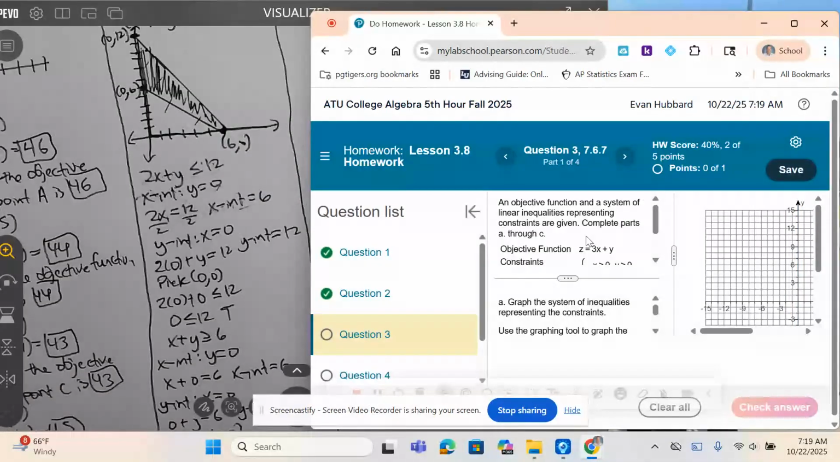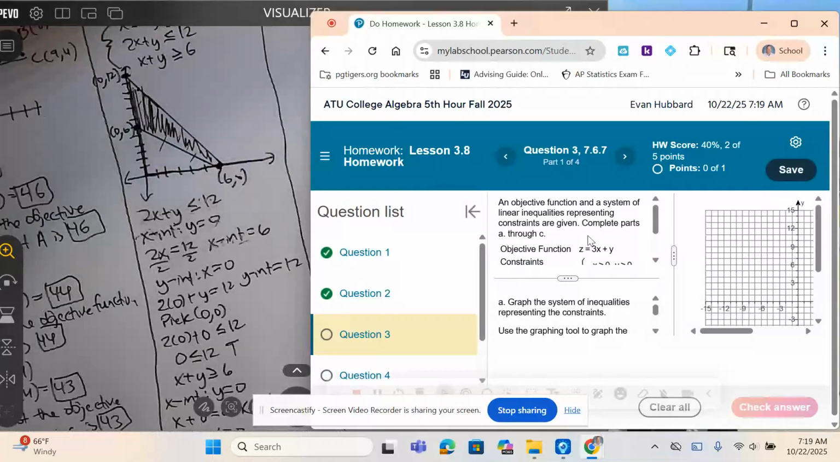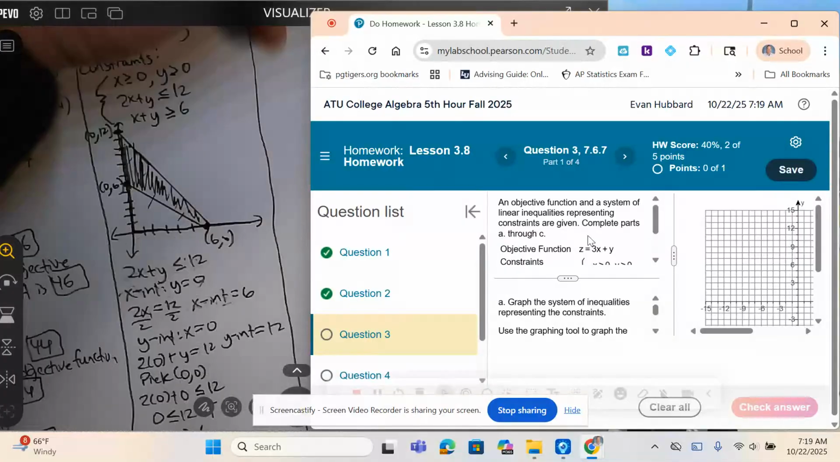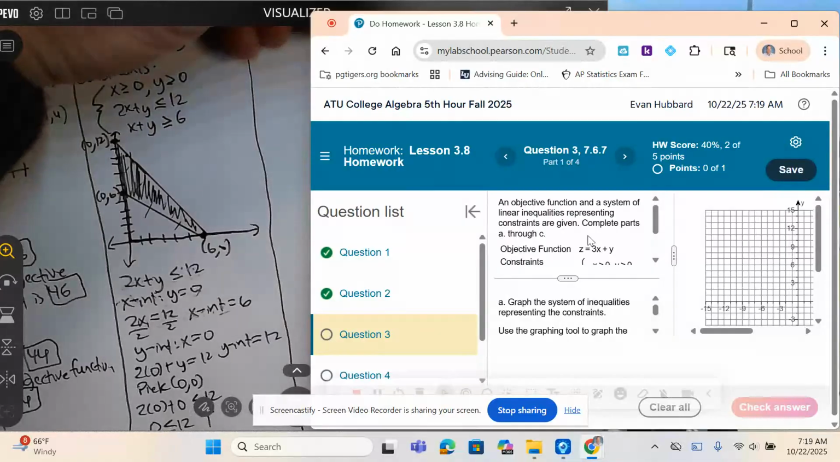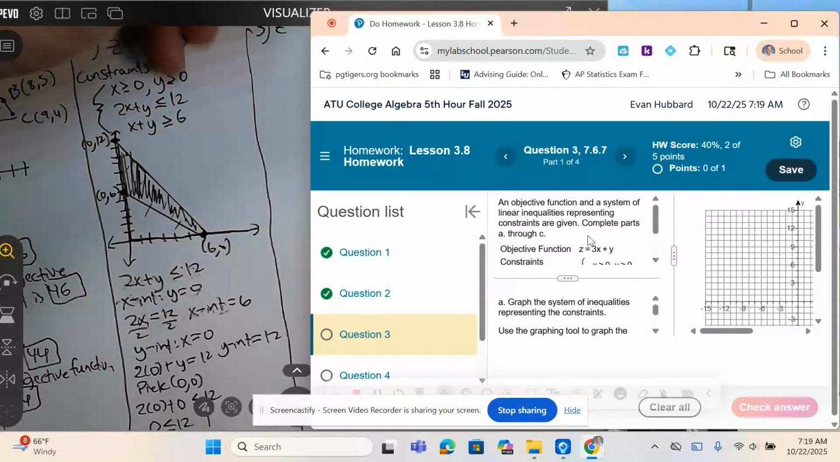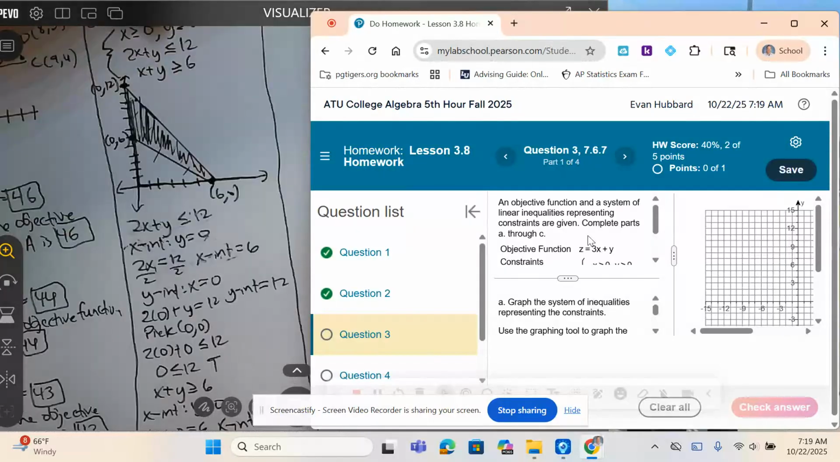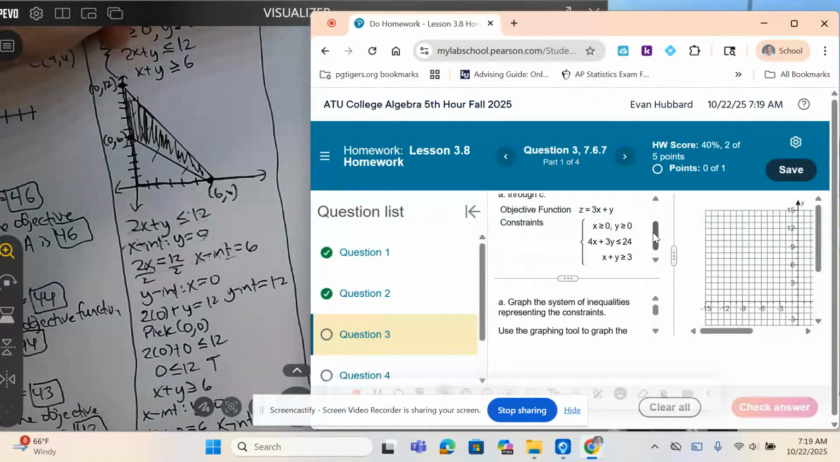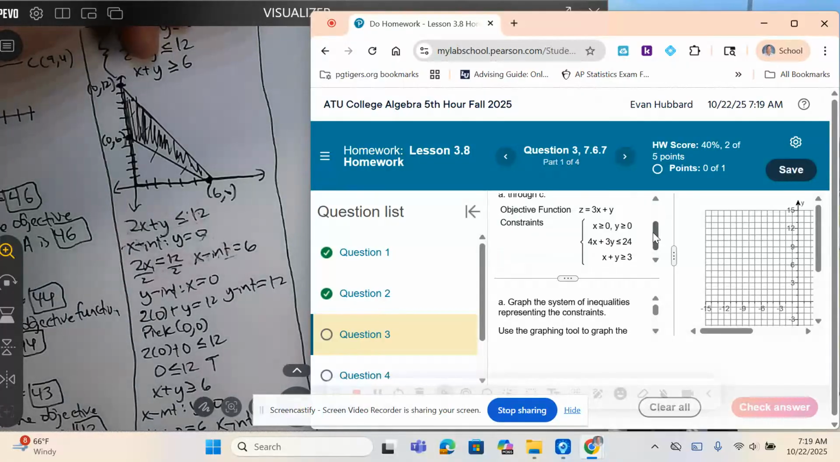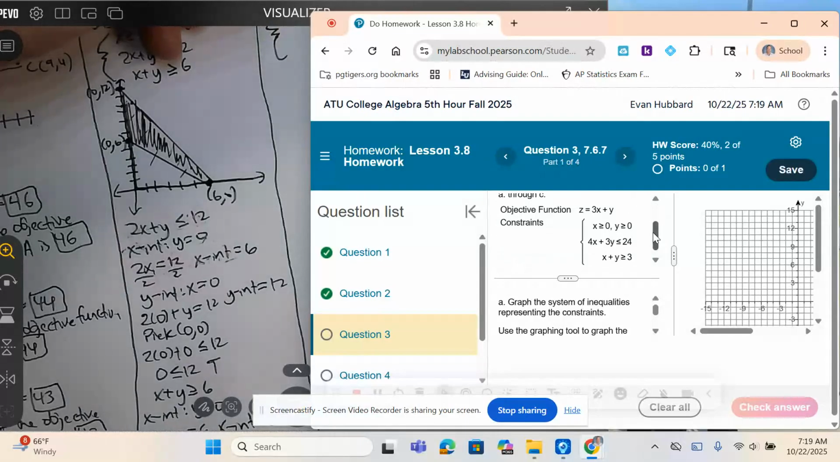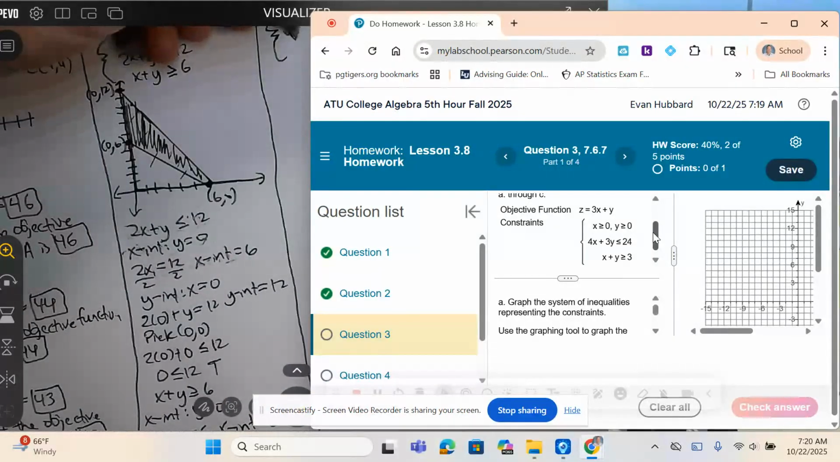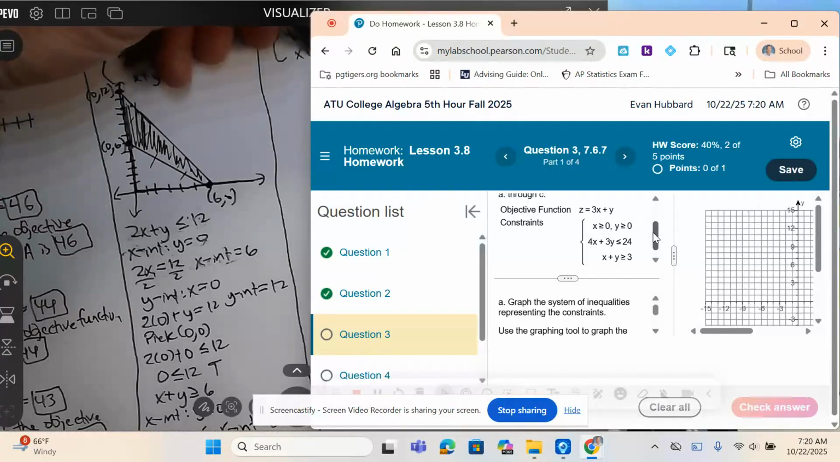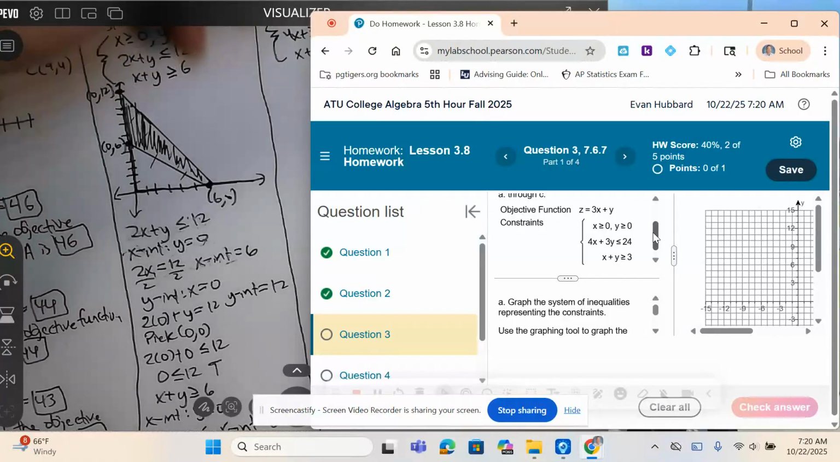All right, so now we've got a new objective function. I'm going to do this a little wider this time. Z equals, and I'm going to put my space there to label this. Z equals 3x plus y. And the constraints, I've got x is greater than or equal to 0, y is greater than or equal to 0, 4x plus 3y is less than or equal to 24, and x plus y is greater than or equal to 3.